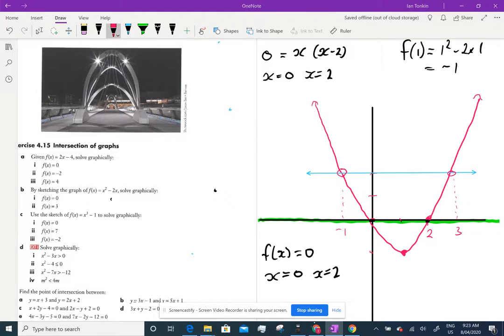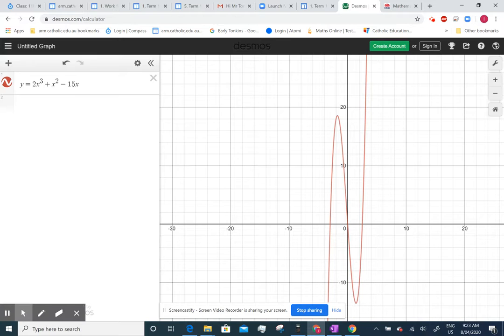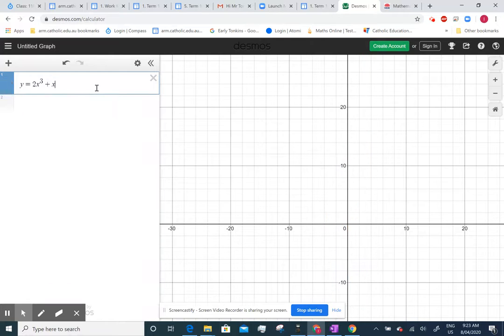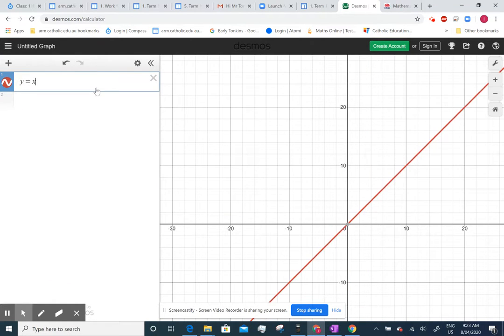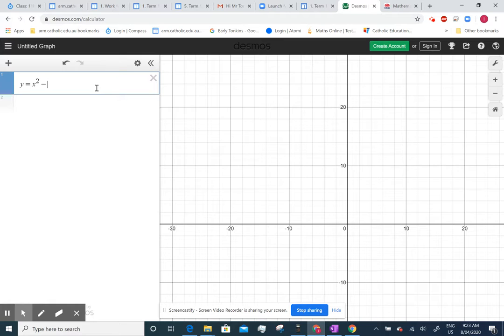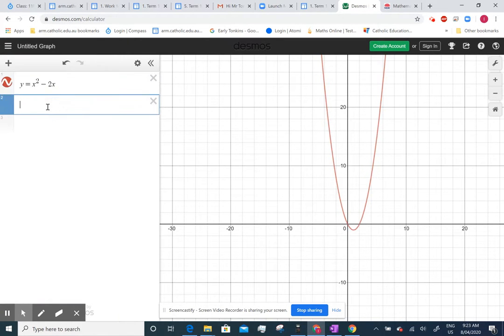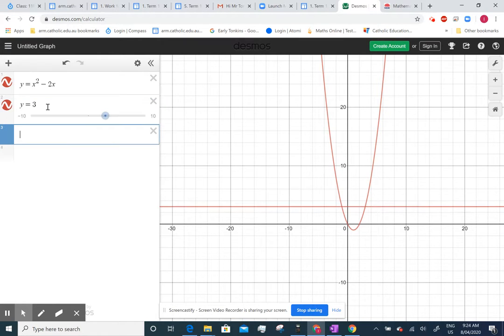Let's use Desmos. So with Desmos, we'll go up here and we'll plot y equals x squared minus 2x. And there it is. And then underneath, I'm going to draw y equals 3. And you can see straight away, you get these points. And it's 3, 3, and minus 1, 3. So my graph was pretty accurate.